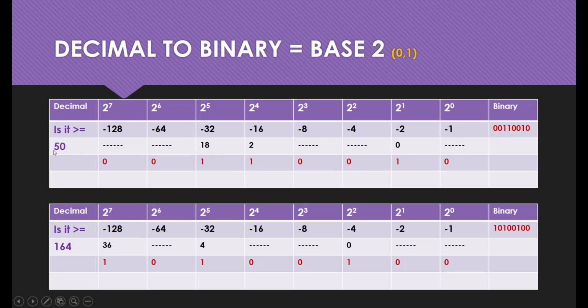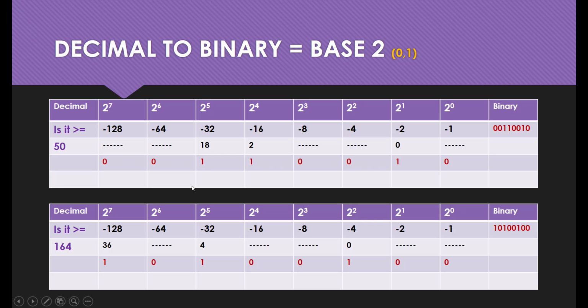So the summary is that 50 as a decimal number in binary form is 00110010. So I know it's a bit tricky, but I know that if we do more examples, you would get to understand what actually the method entails.